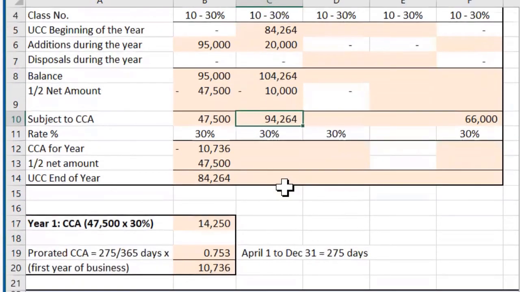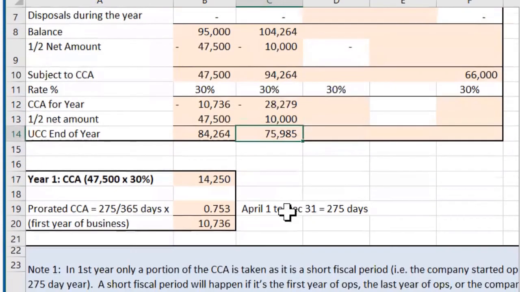There is no prorating this year. No prorating, only in the first year of business and the last year of business. So we'll just take our 94 grand times 30%. That's going to give us 28,000 and change worth of CCA. I'm going to have to add back that 1/2 net amount, and we're cooking here with gas. We've got $75,985.